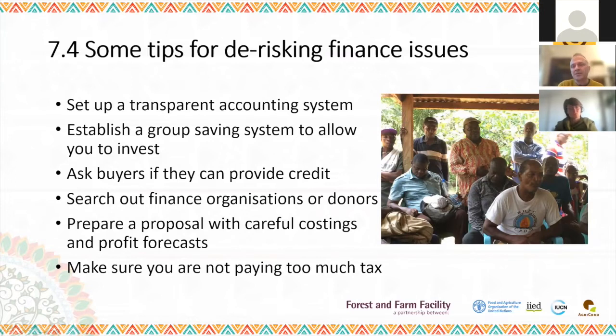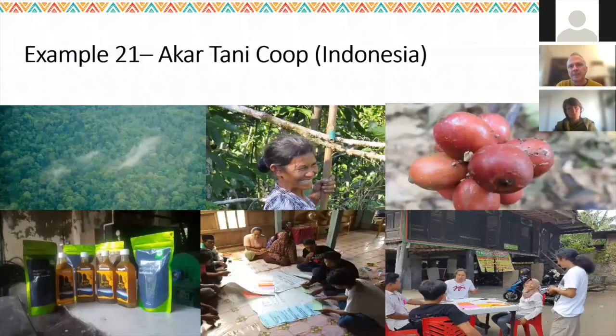So there are various tips for de-risking finance. And just as an example, this is a cooperative, and if you go into the conference report, the workshop report that I've put in the day three shared folder, you'll see the example of this cooperative in Indonesia. Essentially they were a community living in a forest area. The forest had protected status, but because of their indigenous status they were allowed to grow coffee in the understory of that forest. And they had a number of risks when they did their risk assessment.